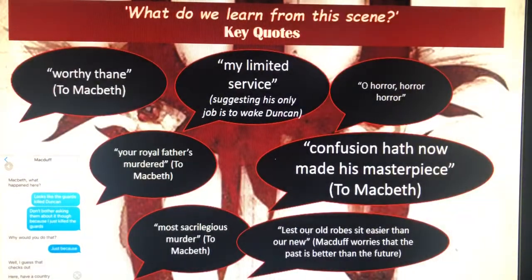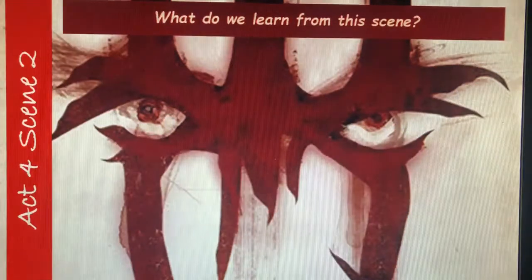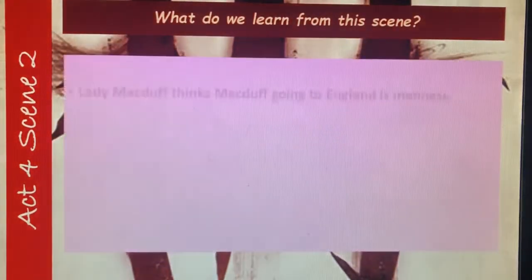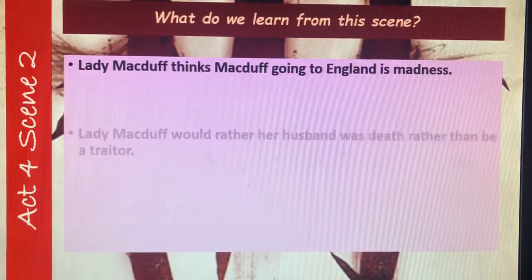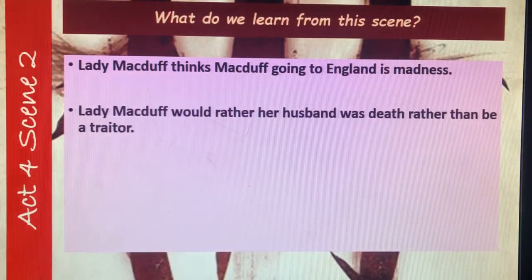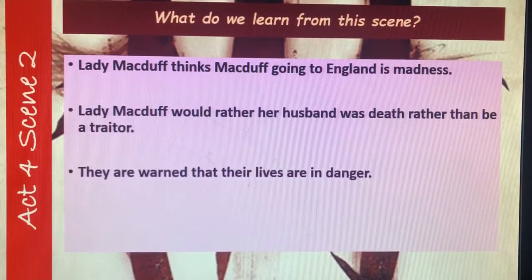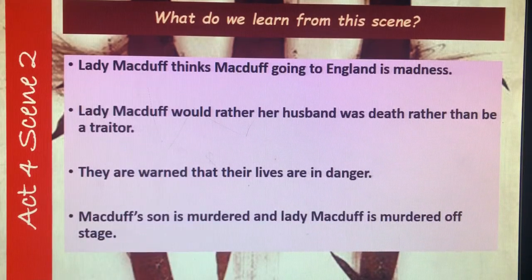Some key quotes then from this scene. The next time we meet him is in Act 4, Scene 2. Lady Macduff thinks Macduff going to England is madness. Lady Macduff would rather her husband was dead than be a traitor. They are warned that their lives are in danger. And Macduff's son is murdered, and Lady Macduff is murdered off stage.